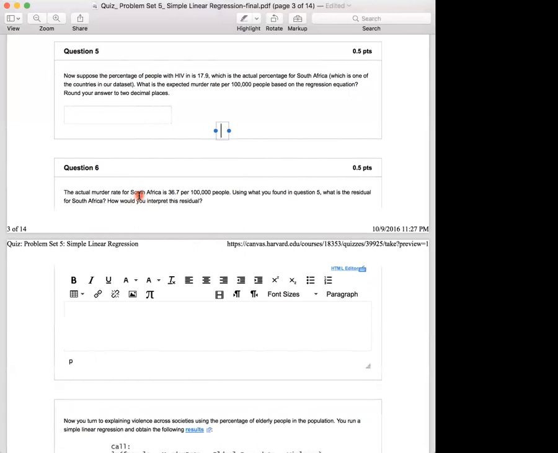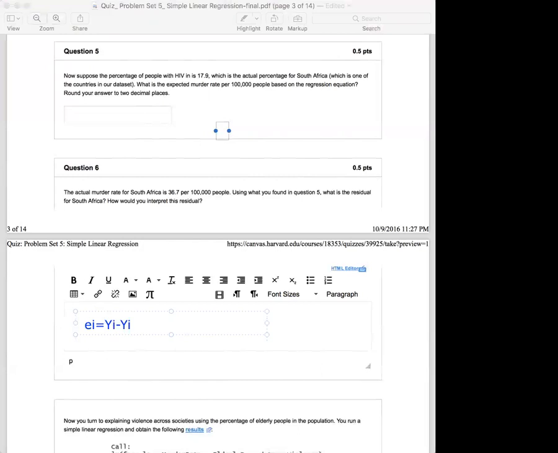So then, given what you found in part 5, that is given the value of the expected murder rate, what is the residual? How do you interpret this residual? Now, you don't have to write this out, but the residuals are errors. I'm going to type it out for you just so you can get a little bit of context here. It's basically this equation right here, which is e_i equals y_i minus ŷ_i, and that equals the residuals or errors.